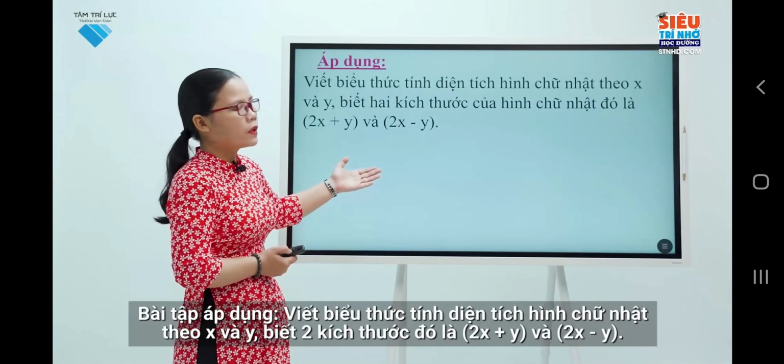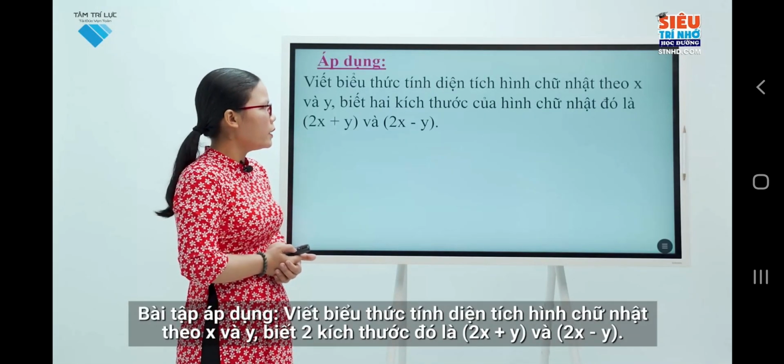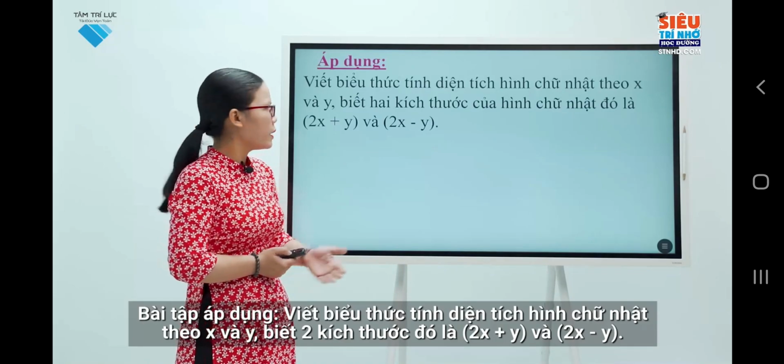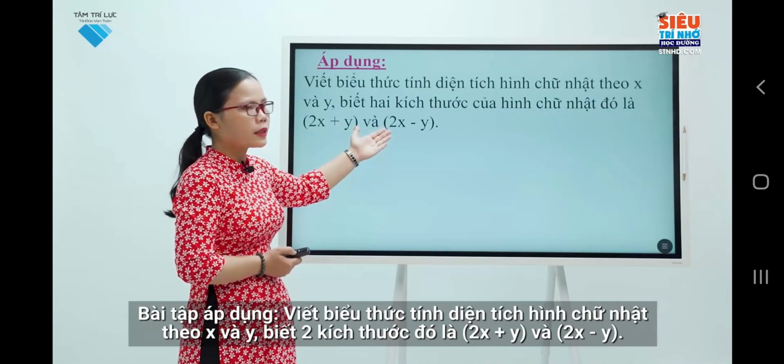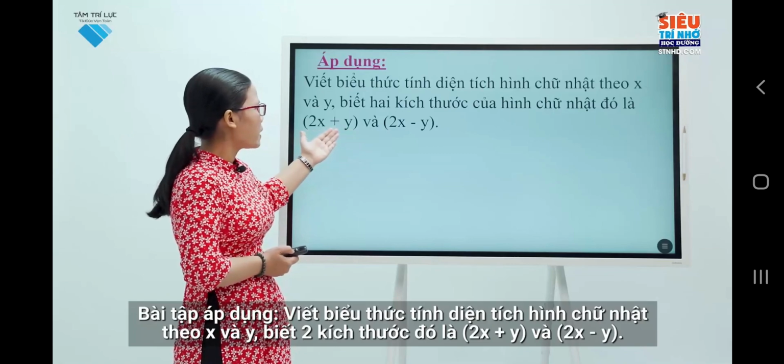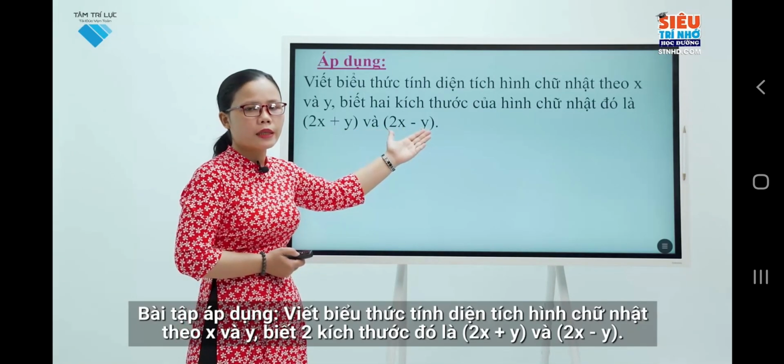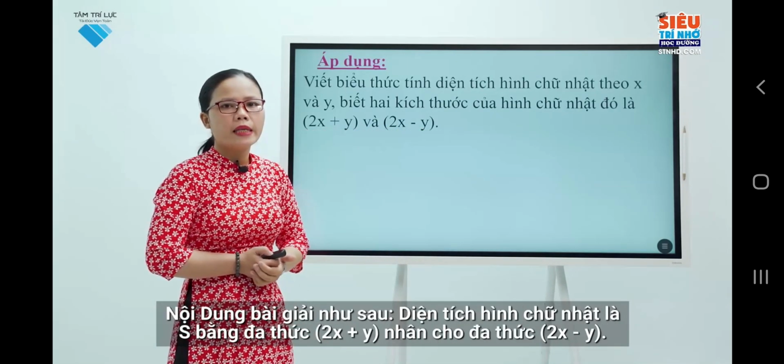Applied exercise. Write an expression to calculate the area of a rectangle in terms of x and y, knowing that the two sides are 2x plus y and 2x minus y. The content of the solution is as follows.